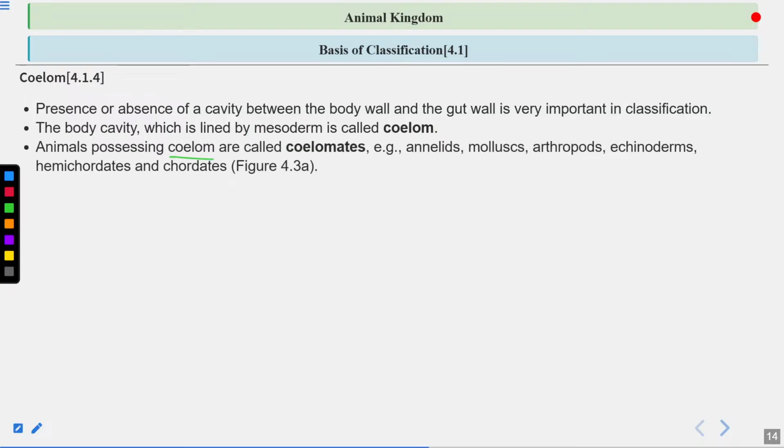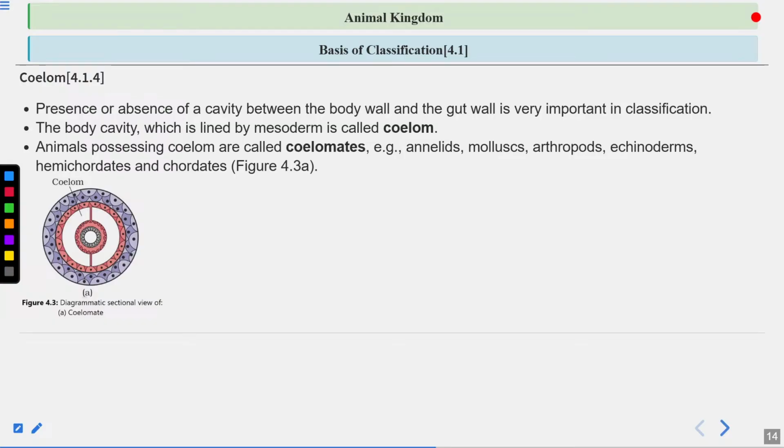Animals possessing coelom are called coelomates. The animals which are having true body cavity are called coelomates. So annelids, mollusks, arthropods, echinoderms, hemichordates and chordates, all are coelomate.